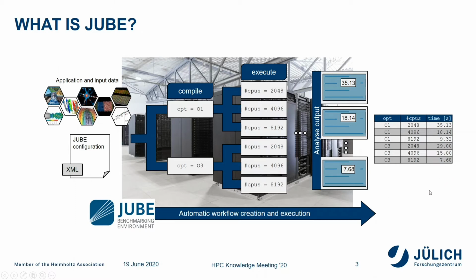The last part of a JUBE execution is the analysis. So here JUBE allows you to extract certain patterns of your result files and to create an overview showing the parameterization you selected in the beginning directly next to the results. So to have one single overview about your outcome.